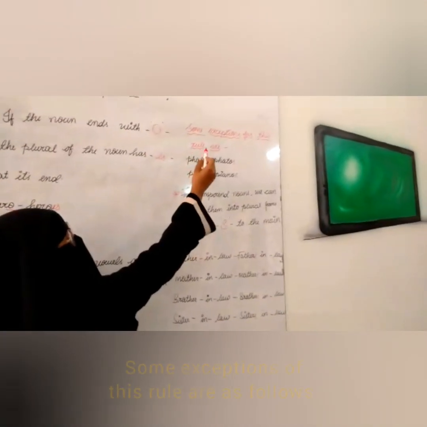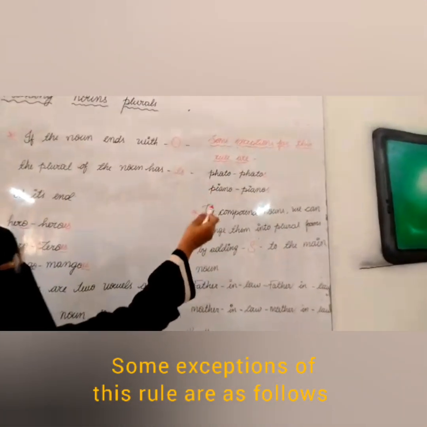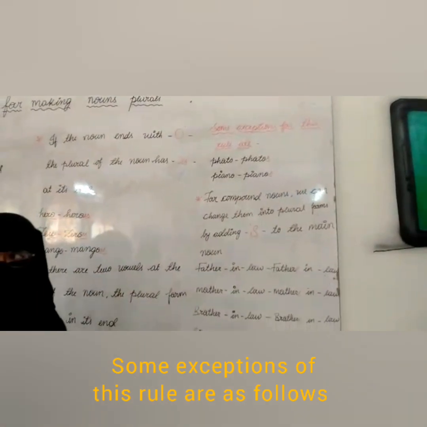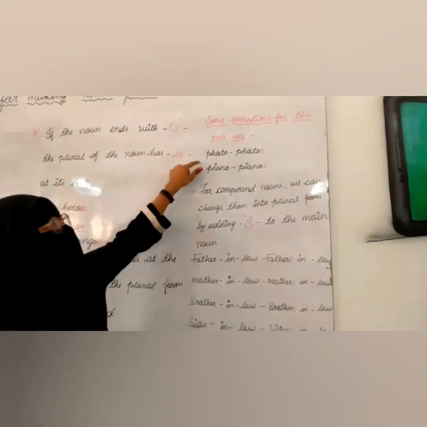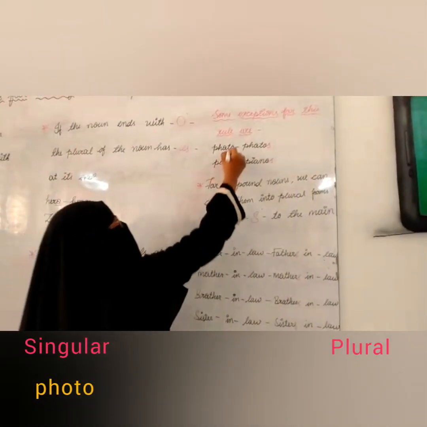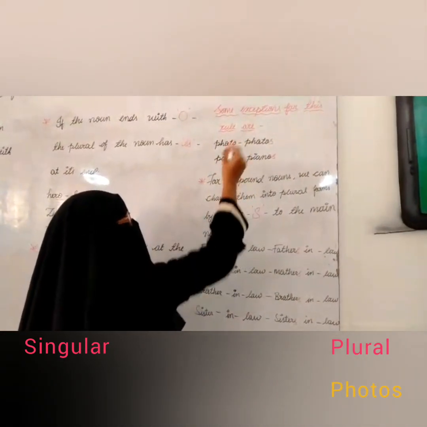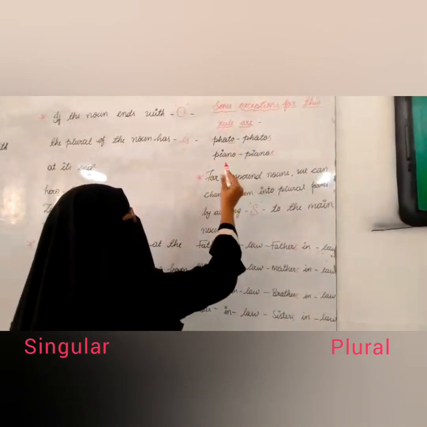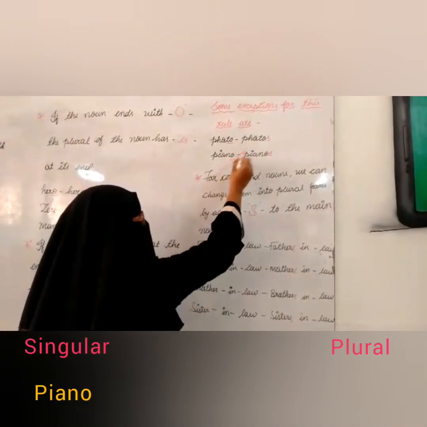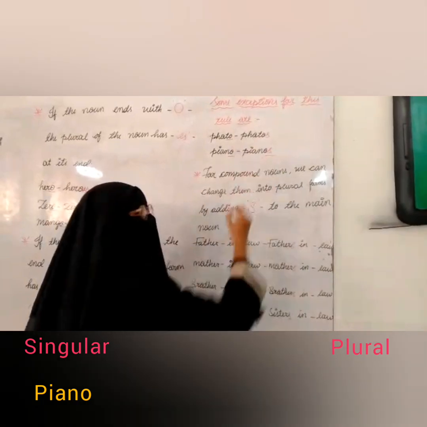And here are some exceptions for this rule. The word photo ends with the letter O, but we have to add S because here is an exception. Like this, the word piano ends with the letter O, but we have to add S to make it plural.